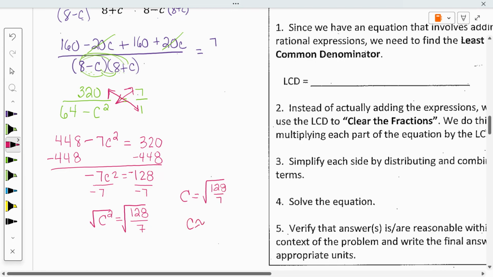Can someone tell me what that is to like 2 decimal places? So square root 128 divided by 7. There are calculators up front, but I thought that all the desks had at least a calculator on them. No? Here, we'll pass some out. You can just put them away when you're done.